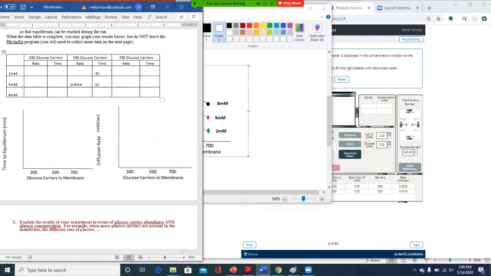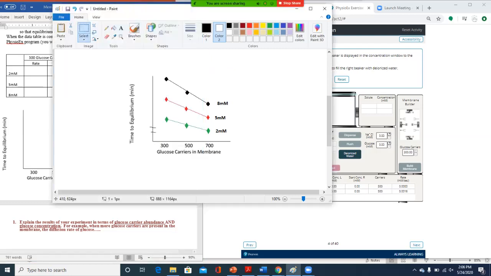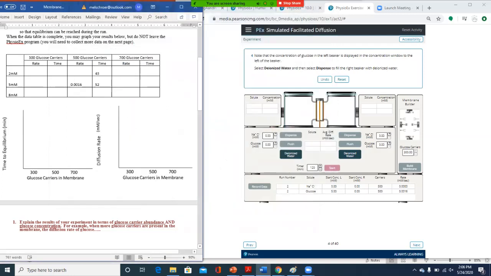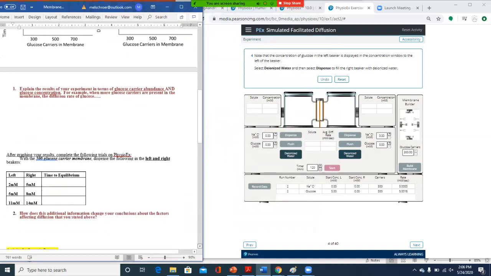You could literally sketch it out on paper and insert an image of that. I don't care, as long as you give me a graph that looks kind of sort of like this. And that's important because you will be talking about these results.